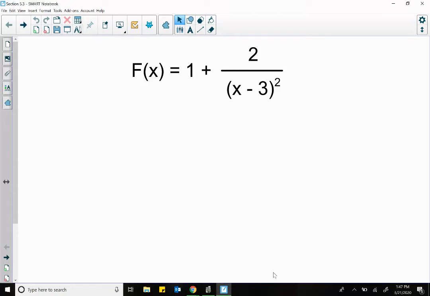So section 5.3. In this one, we're going to be talking about asymptotes, and we're going to be focusing in on rational functions. All the questions are going to be asking you three things. What's the vertical asymptote? What's the horizontal asymptote? What are the oblique asymptotes?